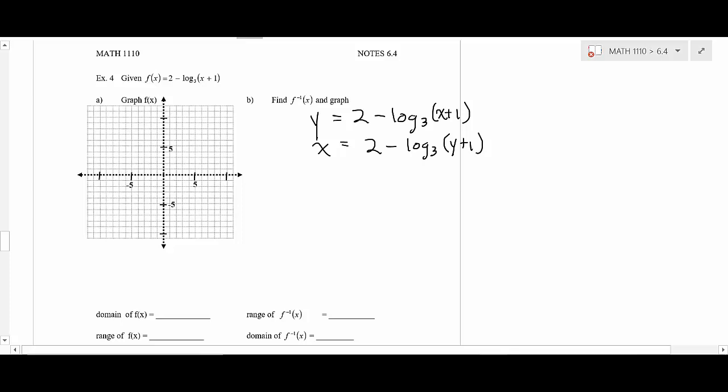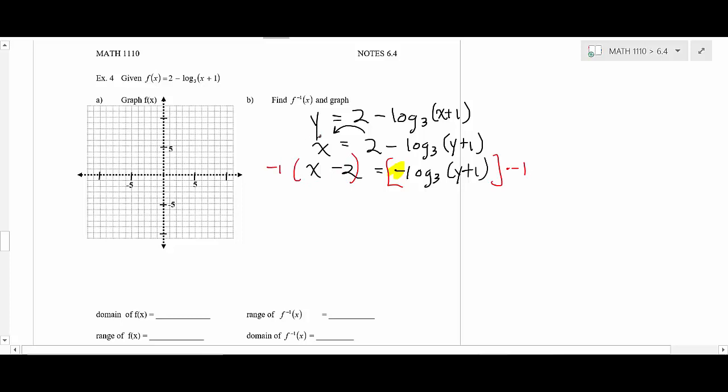So what you have to do is solve that equation for y. Now, you have to write that in exponential form. Before you can do that, though, you want to move that 2 over there, so you want to get that log by itself. So we would have x minus 2, and there's more than one way you can do this. This would be x minus 2 equals negative log base 3 of y plus 1. Now you can't write that in exponential form until this negative goes away. So you need to make that go away. So probably the best way to do this would be to multiply both sides of this equation by negative 1.